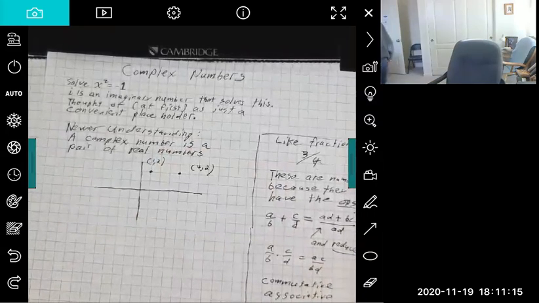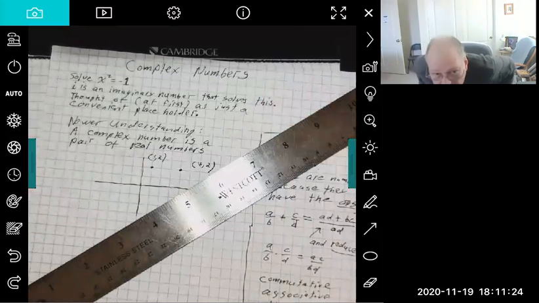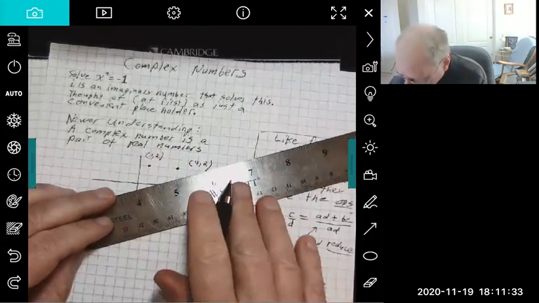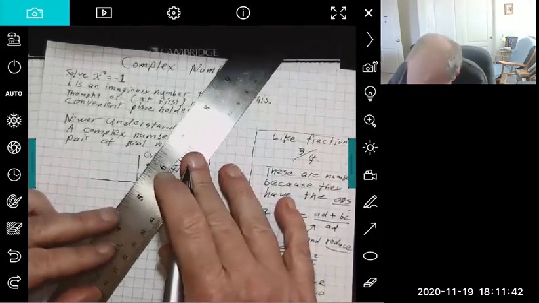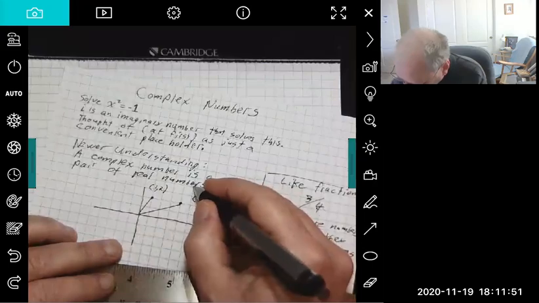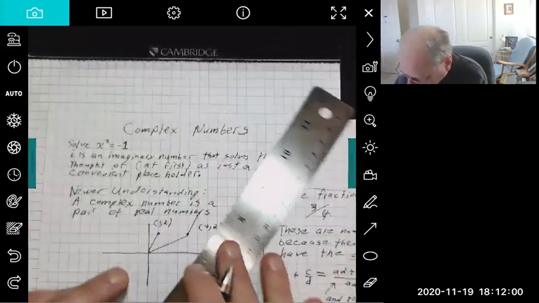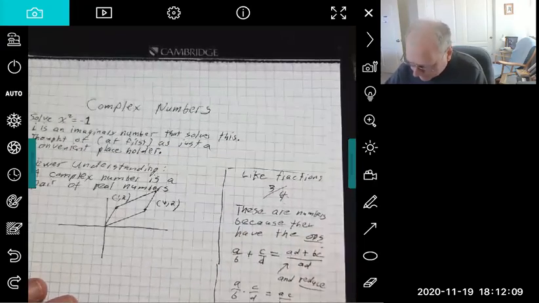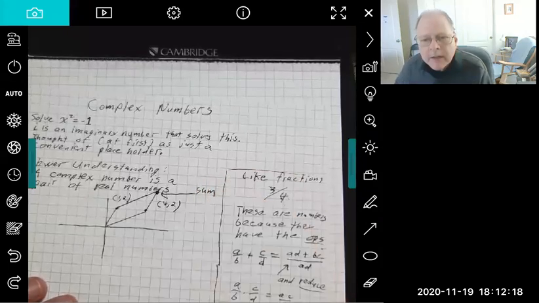And the way that works is geometrical. If I wanted to add the 4, 2 and the 1, 2, what I do is I make this parallelogram. And that's the sum.